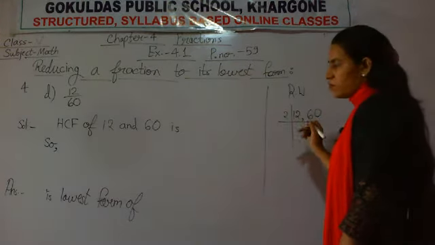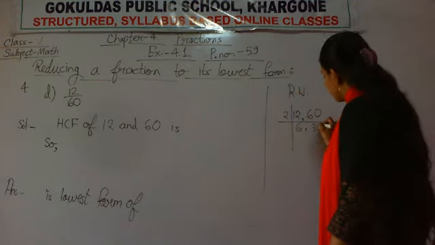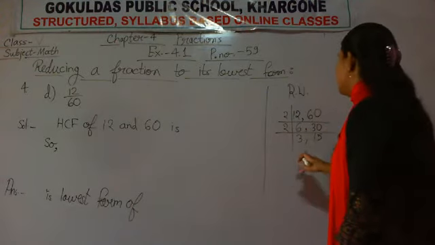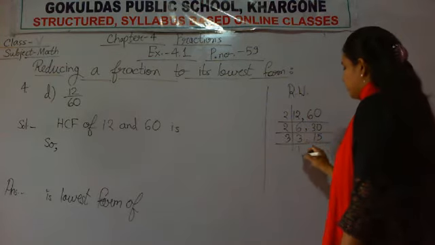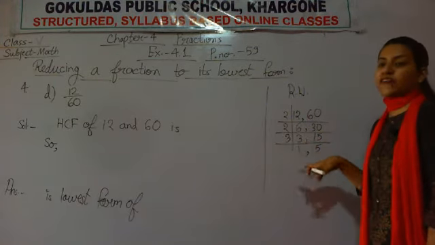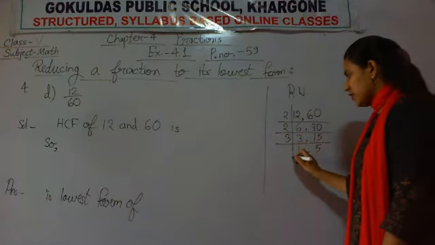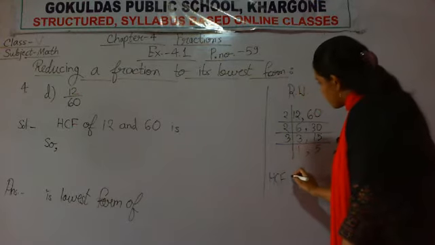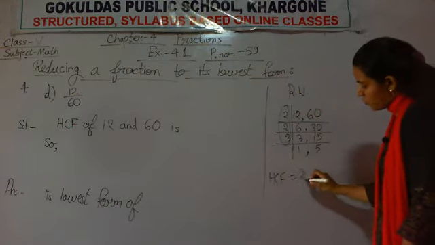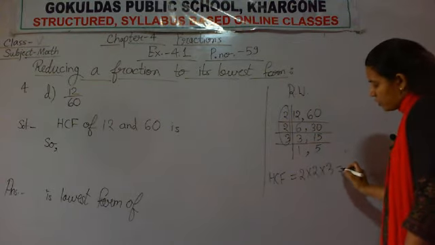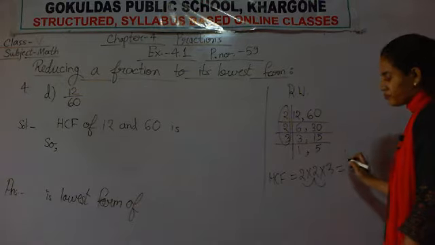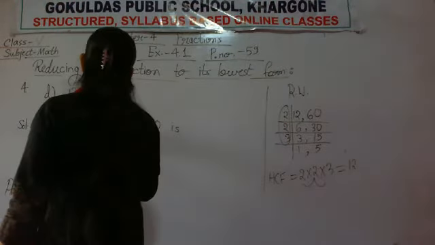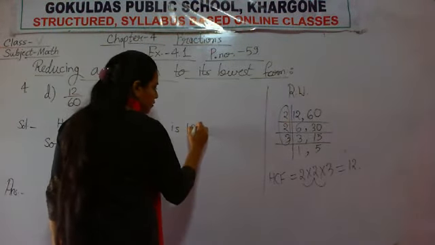Both are even, so divisible by 2. Now again both are even, so divisible by 2. Now 3 and 15 are both odd, divisible by 3. Now 1 and 5, two different numbers, cannot be divided by a common number. So HCF will be the multiplication product of these numbers. 2 into 2 into 3 equals 2 2s are 4, 4 3s are 12, right? So HCF of 12 and 60 is 12.